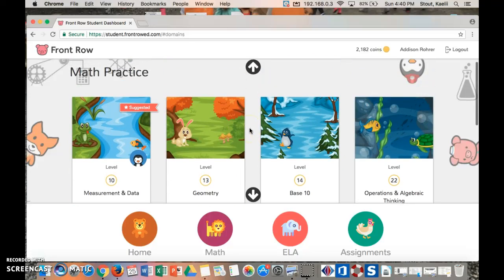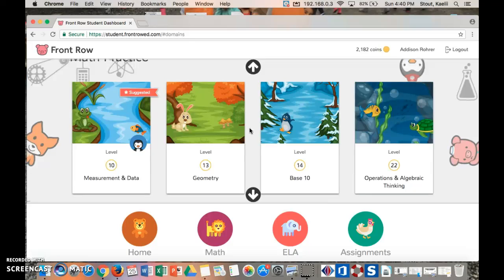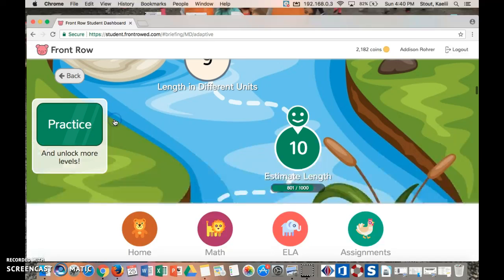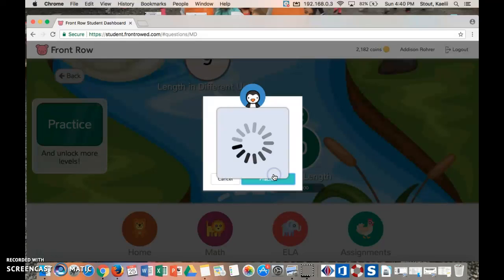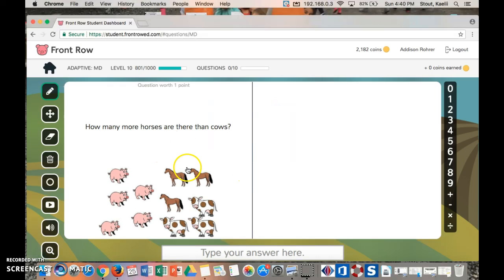And when you look at this particular student's progress so far, you can see the different levels that she's on. Obviously, level 1 would be kindergarten. So this particular student, it gives her a suggested area of growth, which is measurement and data. So when she clicks on that, she can work on the current level she's on. She clicks practice, and then it gives her a question.